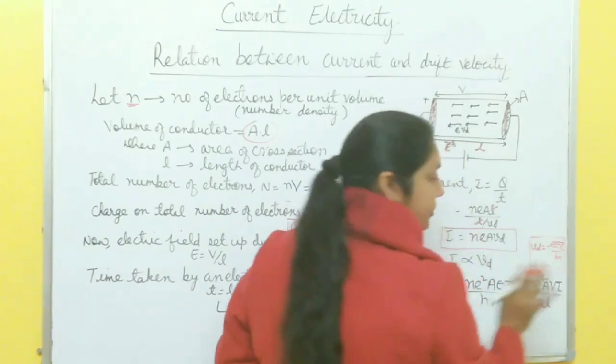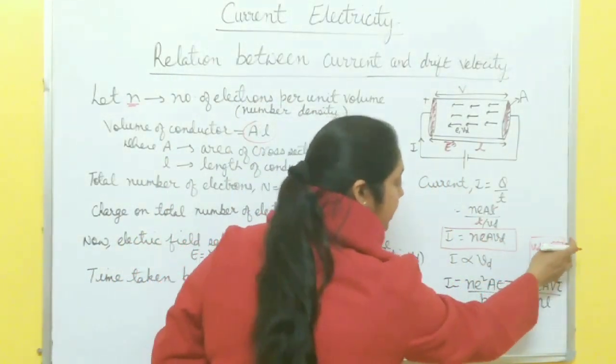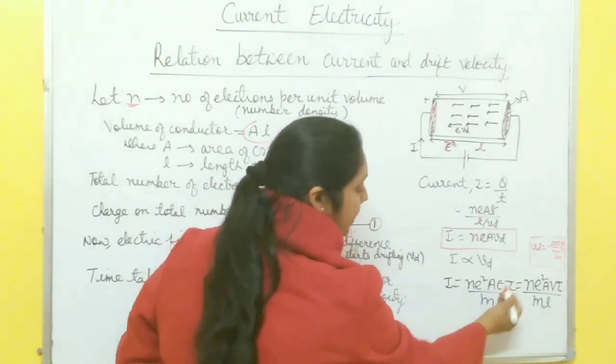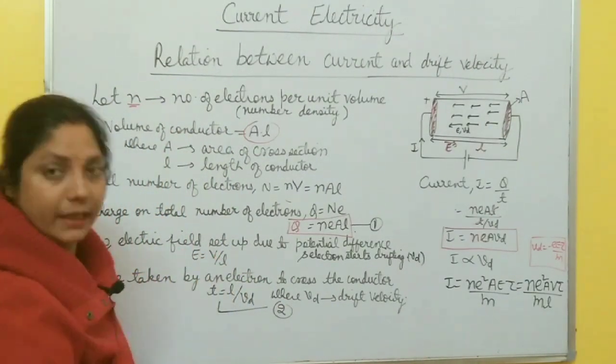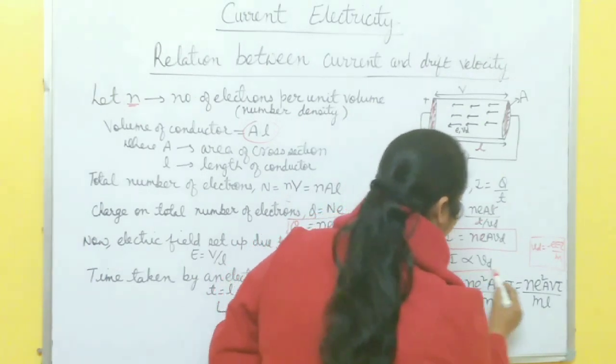Okay, the negative sign shows direction, so neglect the negative sign. In place of Vd, you put eE tau by m. Then the equation becomes I equal to N e square A E tau by m. And if you put the value of E, what is it? V by L. Then it becomes N e square A V tau by mL.